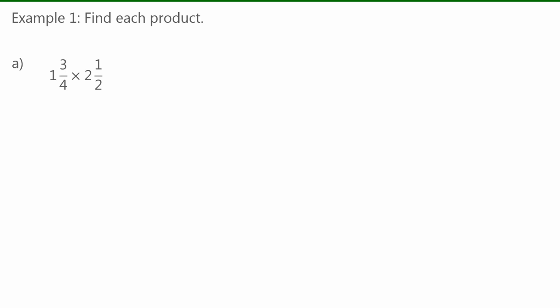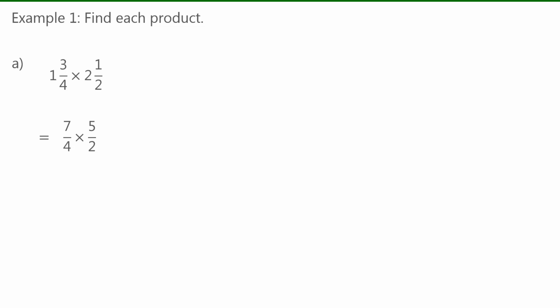Example 1, find each product. To complete these questions, you could use the rectangle model if you prefer, but for these questions, I'm just going to change them into improper fractions. So 1 3/4: 4 times 1 is 4, plus 3 gives us 7/4. And 2 1/2: 2 times 2 is 4, plus 1 gives us 5/2.